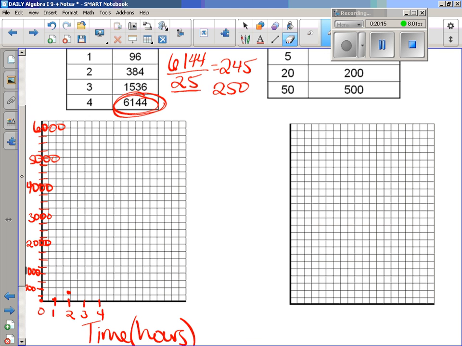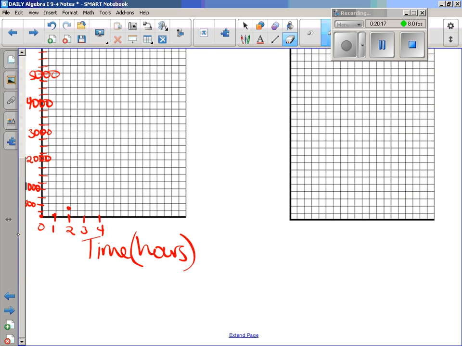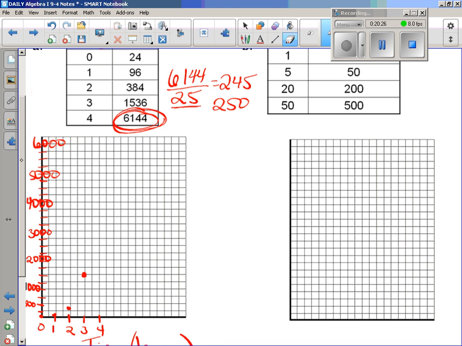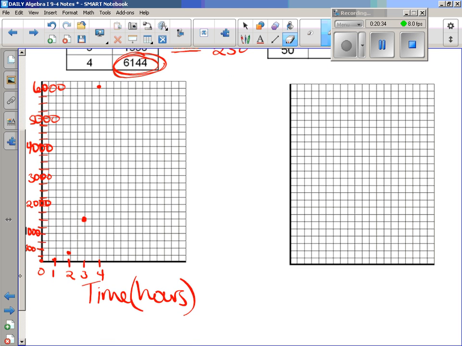And then (3, 1536). So I'm going to go to where 1500 should be, which should be about right here. And then (4, 6144). So I'm going to go all the way up to 6,000 and a little bit above. So look how quickly that increases.